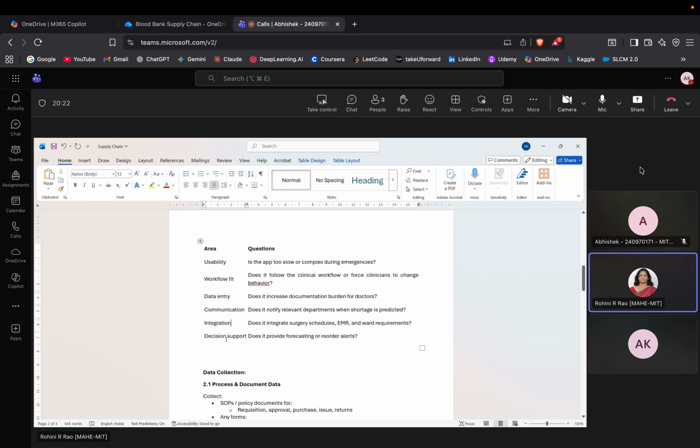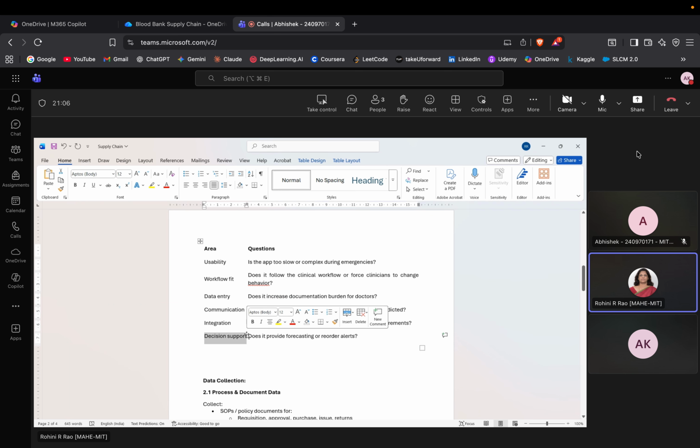When it comes to the technology, one, of course, we are finding the gaps in the supply chain. But also, in terms of existing apps, we need to understand the usability of the app. Is the workflow fitting properly? Is there a data entry burden for the doctors? Is the communication of information happening properly? Is this data being integrated into the hospital properly? And does it help in decision support? This is the technology aspect that we have to analyze.